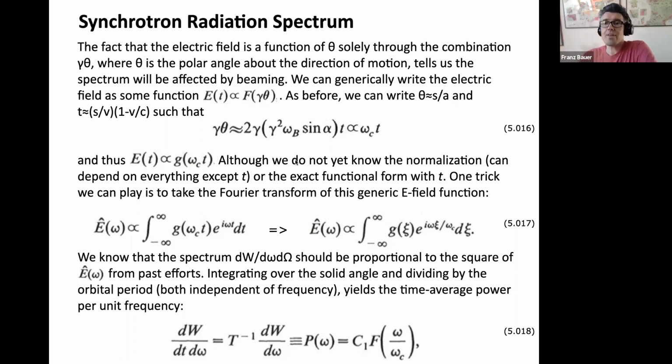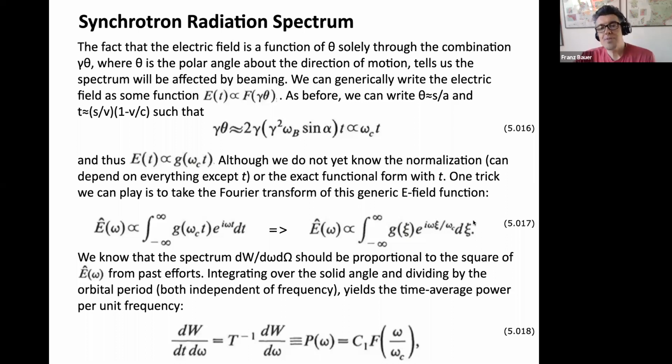We don't know how to normalize it. We don't know anything about it. But we just know that we can dump this into some sort of dependence on these two variables. So a trick we then can play is to know that if we have something which is proportional, we have this E field as a function of frequency will be proportional to the Fourier transform of this function, whatever it is. And so we can then do a substitution here where we substitute this for any variable, and we have a functional form which looks like this.